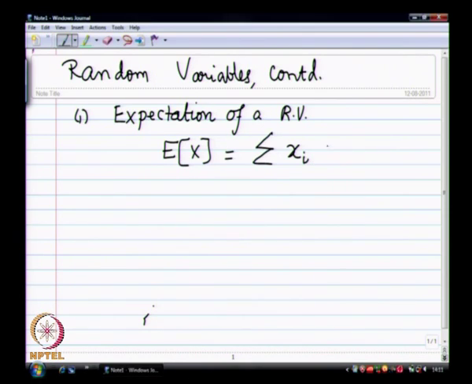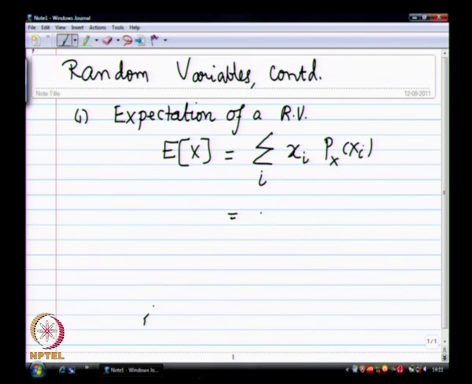So if xi is the value of the variable and p of x at xi, the xi's are the set of all possible values. So this you would know, this is your mean basically.